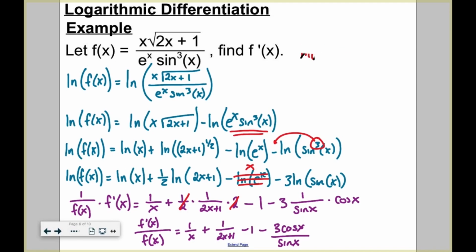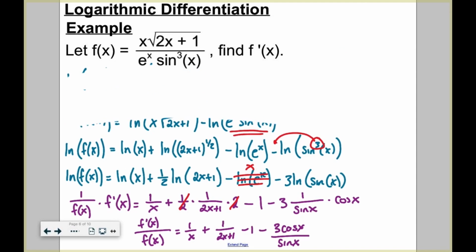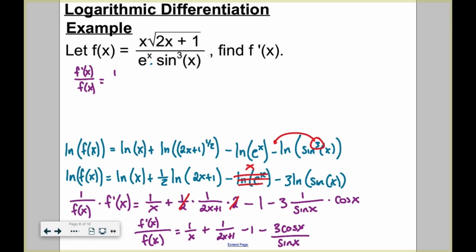And just like before, I've run out of room, so I'm going to have to do a little bit of erasing up here. If you missed any of that, you can always go back and rewind the video. Wonderful thing about the video again. Alright, so we're going to be left with f prime of x over f of x, and that is going to equal 1 over x plus 1 over 2x plus 1 minus 1 minus 3 cotangent of x. And let's remember, the reason it's cotangent is because we have cosine over sine. Cosine over sine is equivalent to cotangent. So I just substituted that in there.